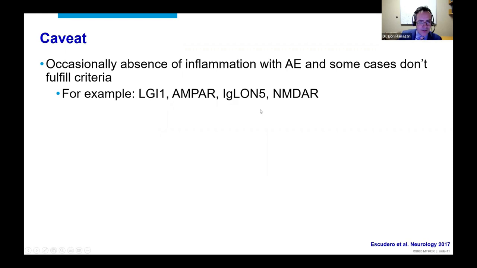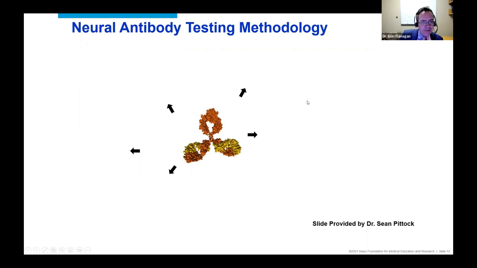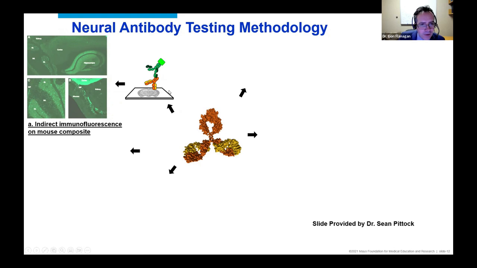So how do we do the neural antibody testing? Well, one of the mainstays is something that we call tissue immunofluorescence testing. And this involves running the patient's blood or spinal fluid on mouse tissue or rodent tissue. And what we look for is staining within the mouse brain that suggests that there might be an autoantibody. Believe it or not, the mouse brain and the human brain are quite similar. So if we see lots of staining on a mouse brain, then this suggests that this antibody in the person's body may be binding to their own brain tissue and causing an issue. And this is how we do our testing.